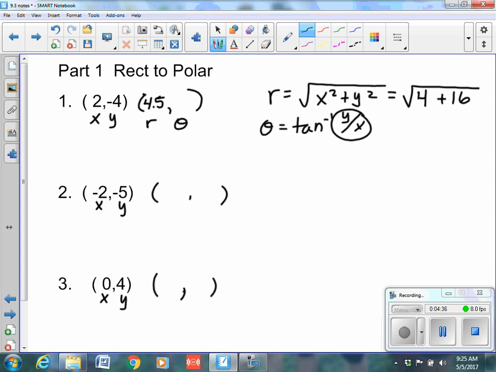63 degrees. Okay, everybody got 63 degrees? Again, I'm only using the positive. I'll explain why I only use the positive. That's not my actual angle, 63 degrees.